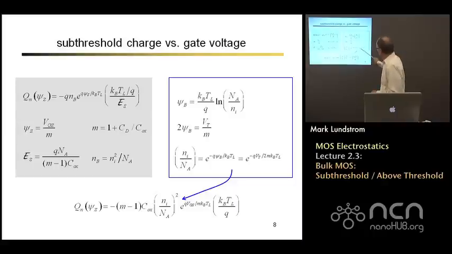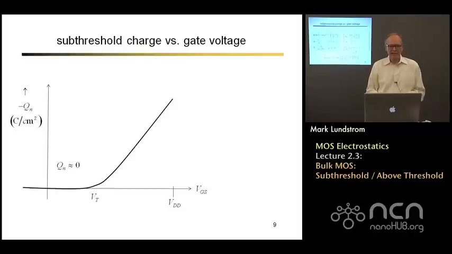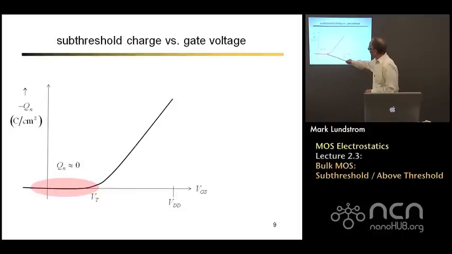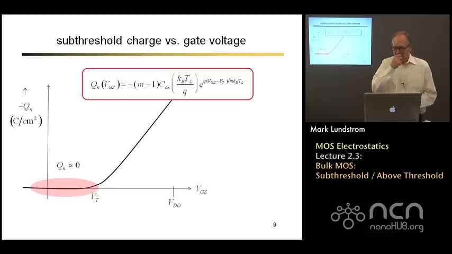But when I insert this expression for Ni squared over Na, I'm going to bring the threshold voltage into my final expression. And the final expression that we get for this subthreshold electron density, before we really created an inversion layer, is this expression. Again, it has a red box around it because we're going to use it many times.